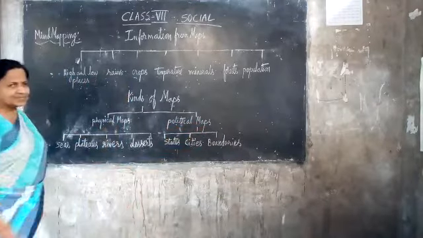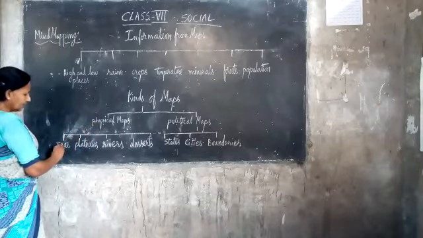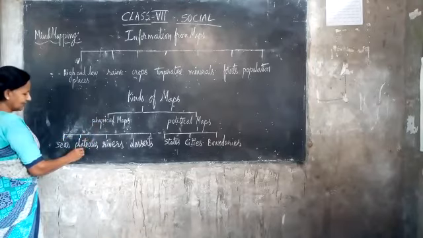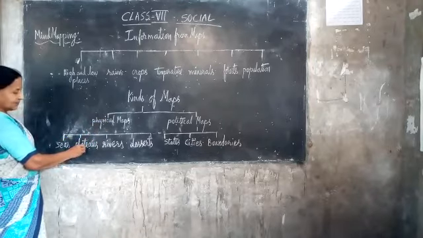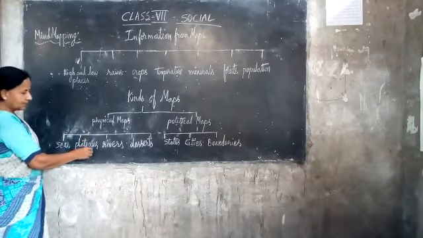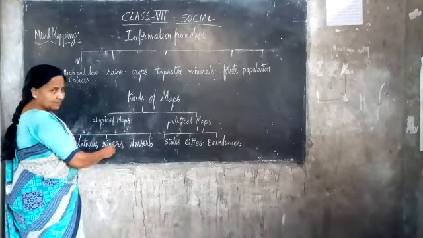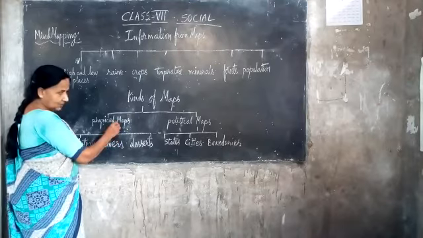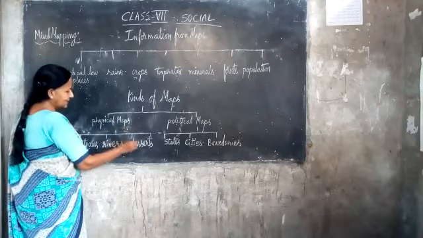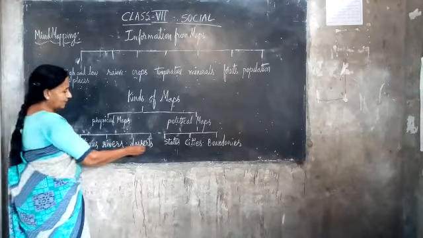What do you mean by physical maps? Physical maps tell us the circumference of seas, and which places in a particular country or state are lying on plateaus. The physical maps tell us about the rivers that are flowing in a particular country and state. The physical maps inform us about the deserts in a particular country and state.